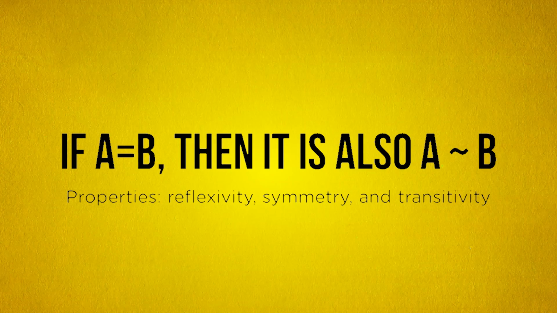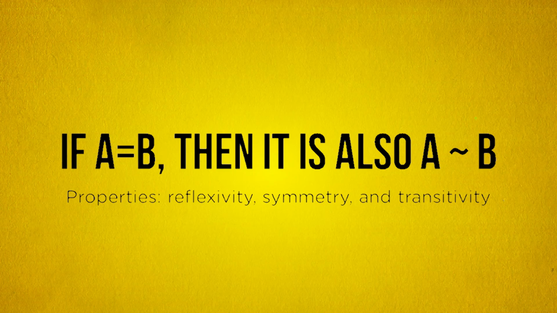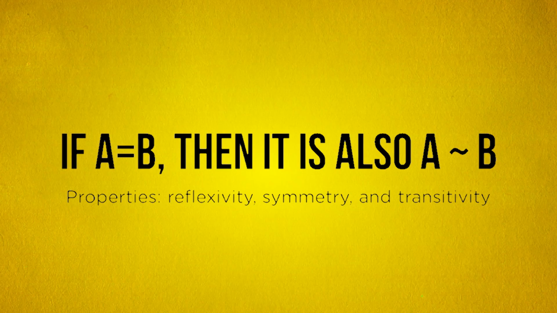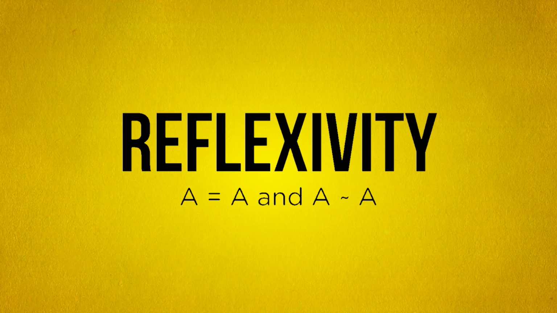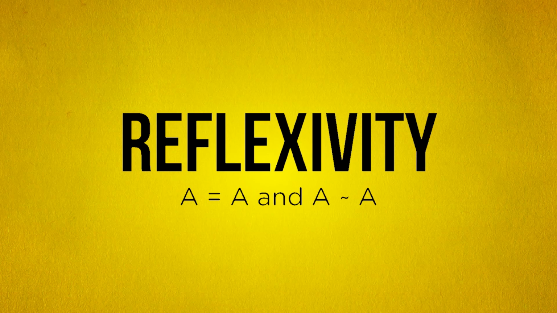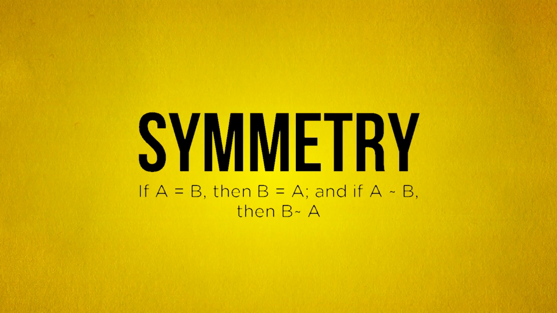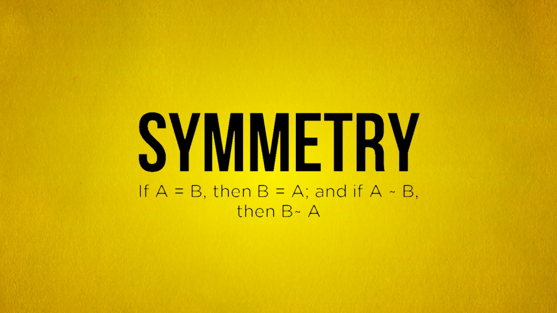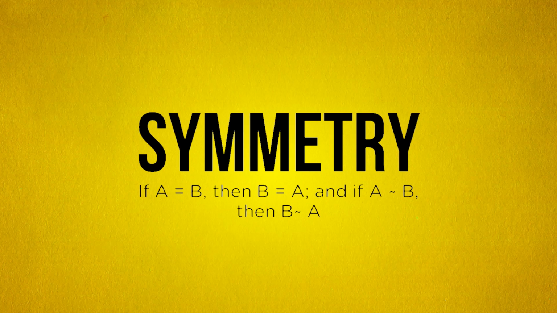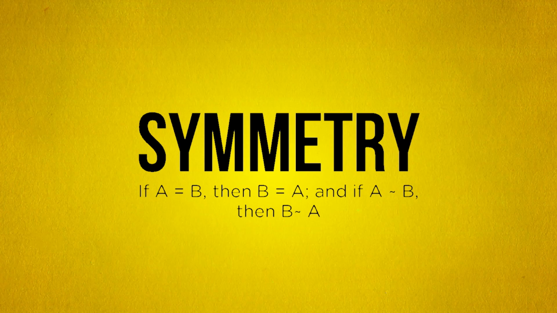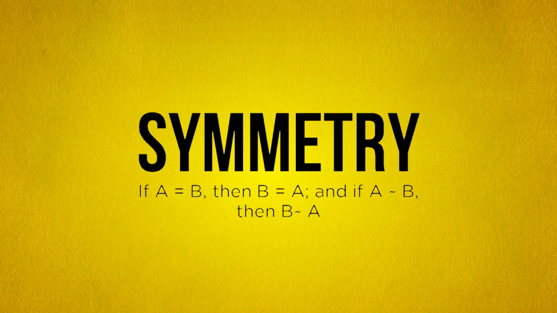These relations on sets then satisfy the properties of reflexivity, symmetry, and transitivity. Reflexivity states that for any given set A, A is equal to A and A is equivalent to A. Symmetry states that for any given sets A and B, if A is equal to B, then B is equal to A, and if A is equivalent to B, then B is equivalent to A.